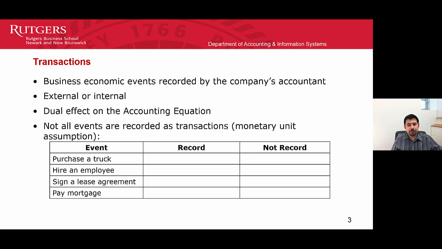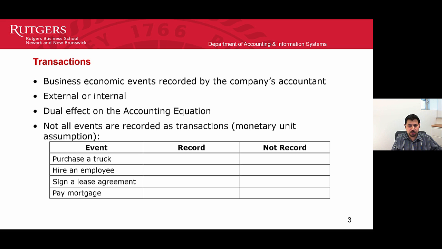Now, transactions could be external or internal. When we talk about internal transactions, we talk about the use of inventory, the use of supplies, etc. External transactions deal with outside parties such as the company and its suppliers or customers, banks, government agencies, etc.